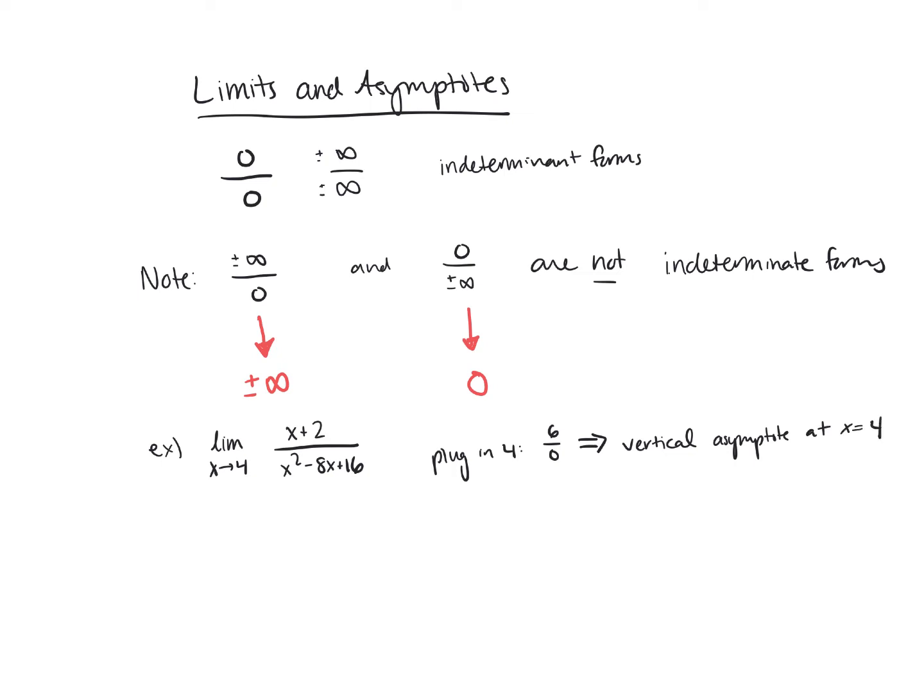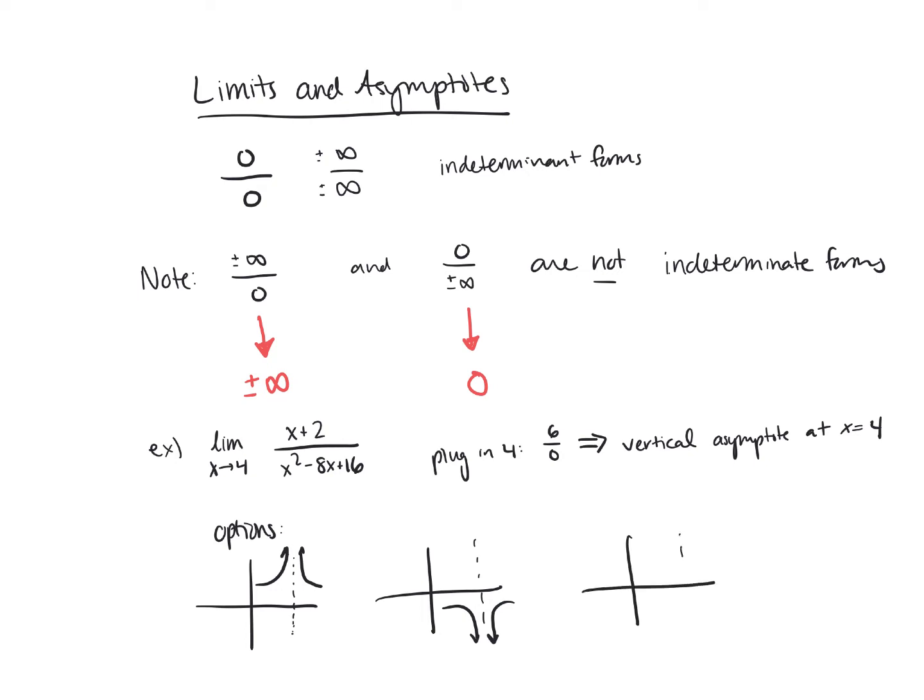Now we have some options for what a vertical asymptote can look like without doing any analysis of the function itself. If at x equals 4 we have a vertical asymptote, either the function is approaching infinity from both the left and the right, or the function is approaching negative infinity from both the left and the right, or it's going up on one side and down on the other.